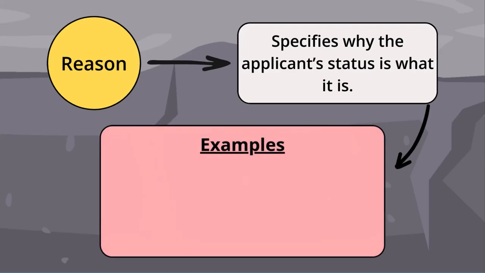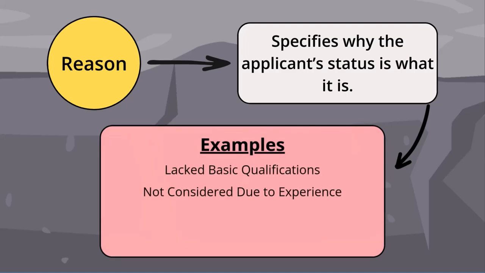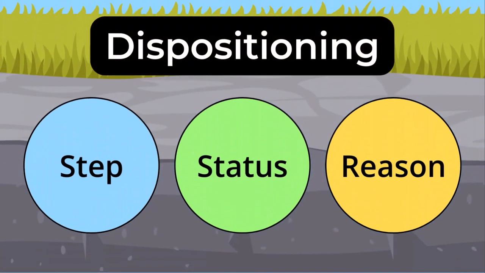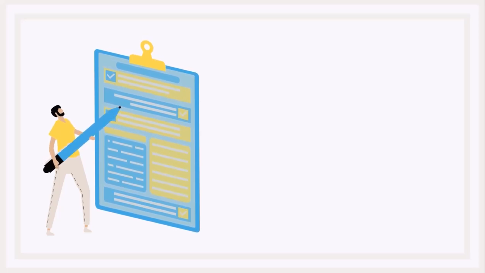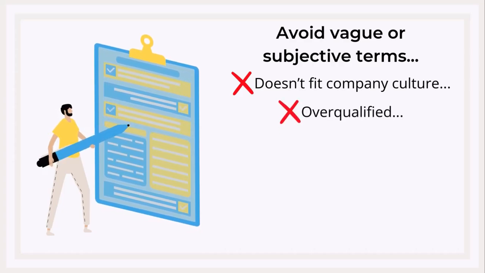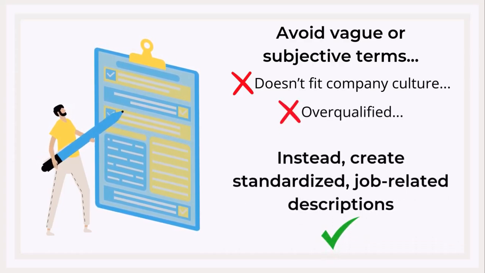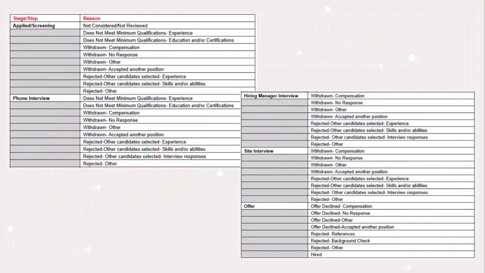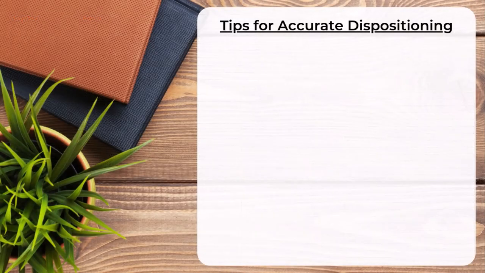For example, lacked basic qualifications, not considered due to experience, or withdrew due to salary concerns. Using these elements ensures you capture a complete and accurate picture of each applicant's journey. When developing your dispositioning process, avoid vague or subjective terms like doesn't fit company culture or overqualified. Instead, create standardized, job-related descriptions. Your applicant tracking system should clearly categorize and detail an applicant's disposition. This example shows steps within the hiring process and associated reasons that a candidate may or may not have been hired. To maintain compliance and streamline your process, keep the following tips in mind.